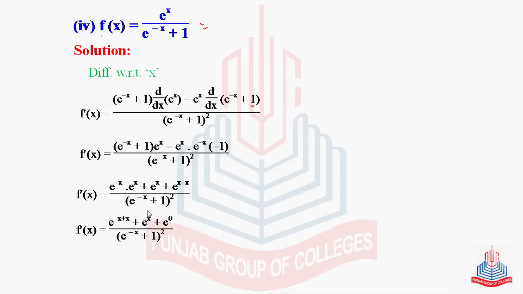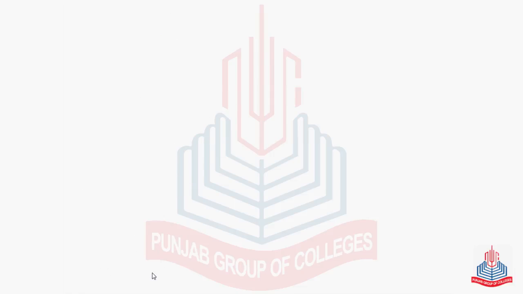Again, we have a common base e, so the powers will be combined: e raised to the power minus x plus x, plus e raised to the power 0. The x and minus x will cancel out. Now we have e raised to the power 0 plus e raised to the power x plus 1. E raised to the power 0 will become 1, and the denominator will stay as it is.